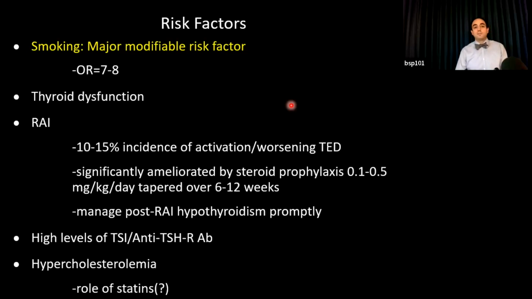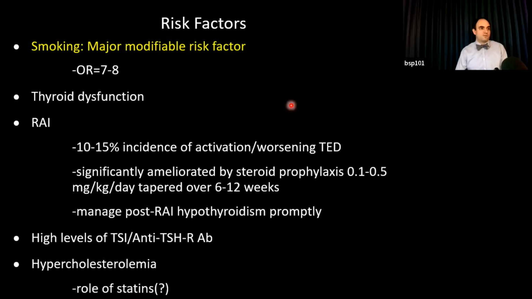In about 10 to 15% of cases, radioactive iodine, when used as a definitive ablative therapy for hyperthyroidism, either worsens or triggers de novo thyroid eye disease. And this risk can be very significantly reduced by steroid prophylaxis. The initial protocols were 0.5 milligram per kg per day tapered over 6 months. Later, there were studies looking at even down to 0.1 milligrams per kg per day, tapered over 3 months, and the results seem to be very similar. So it doesn't really necessitate massive steroid exposure.